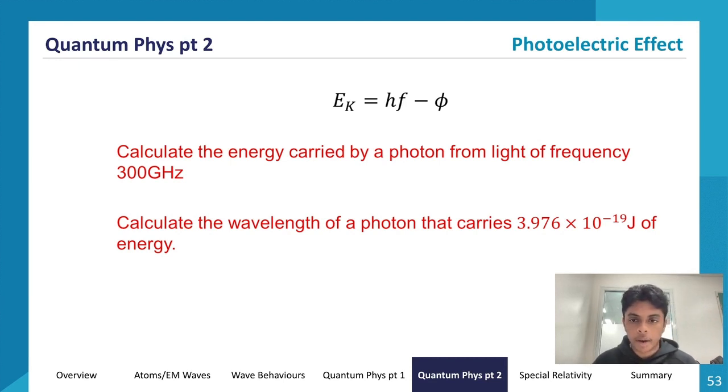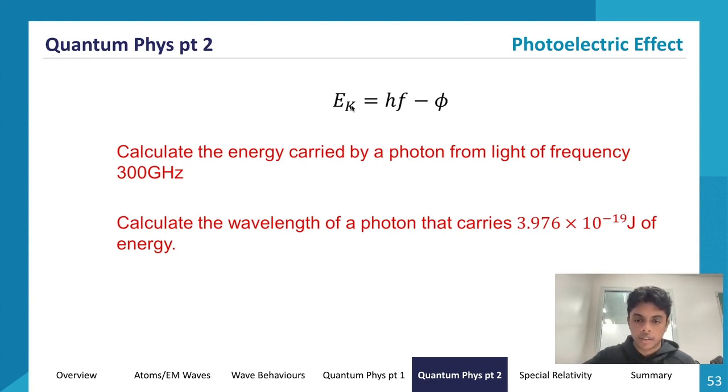Calculate the energy carried by a photon from light of frequency 300 gigahertz. So yeah, now we have light of frequency 300 gigahertz. We have the frequency, so we can calculate the energy carried by a photon. We don't need to worry about work function right now. We only need to worry about the energy.